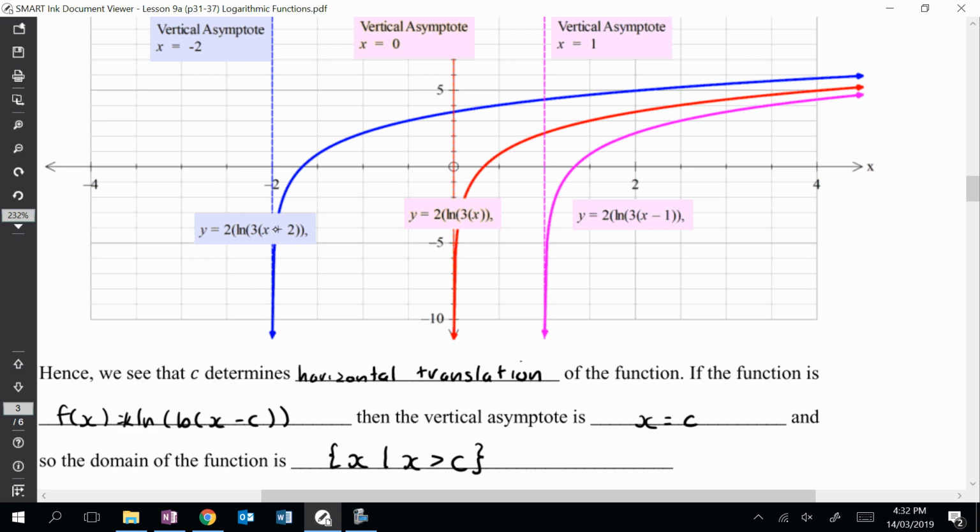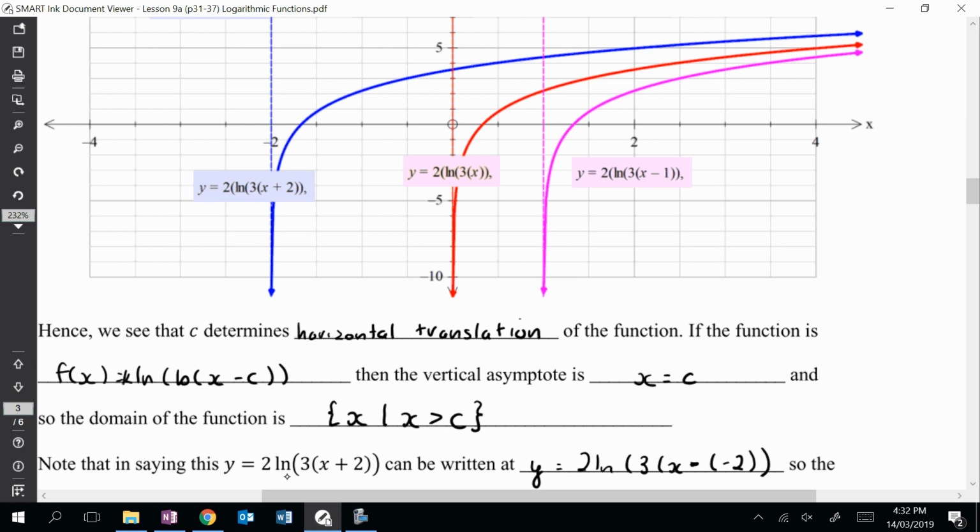So what about in the case when we've got a plus? How does it work there? Well, 2 ln 3(x + 2), the x + 2 can be written as x - (-2). And so that means that our vertical asymptote is x equals c, so it's x equals minus 2, which we saw it was. And so the domain is x greater than c, so it's x greater than minus 2.